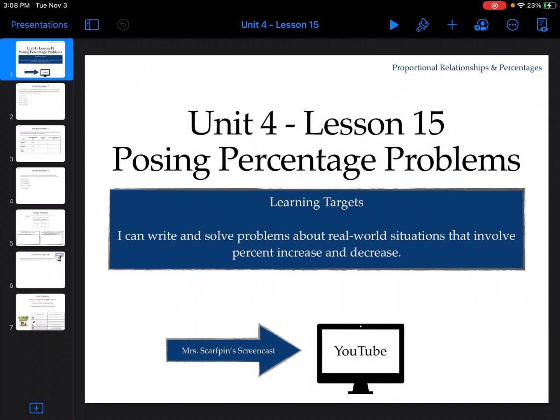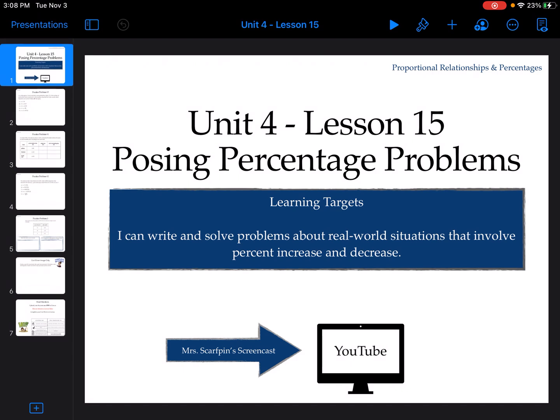Unit 4, Lesson 15, Posing Percentage Problems. I can write and solve problems about real-world situations that involve percent increase and decrease.